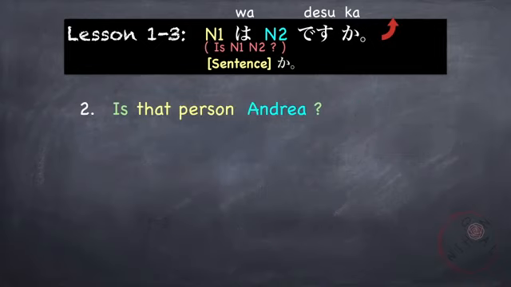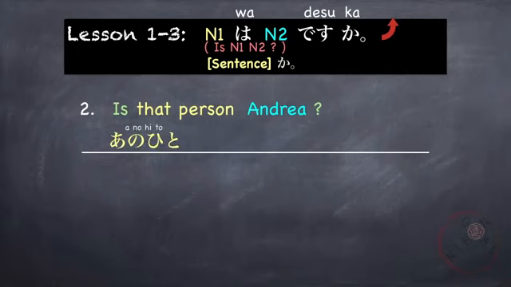Let's take a look at another example. Is that person Andrea? Okay, first let's use the N1 wa N2 desu pattern. That person is Andrea. Ano hito is that person. Ano hito wa Andrea desu. That person is Andrea, or you can say Andrea-san, Miss Andrea. Ano hito wa Andrea desu. And to make this into a question, we add ka. Is that person Andrea? Again with a rising intonation.